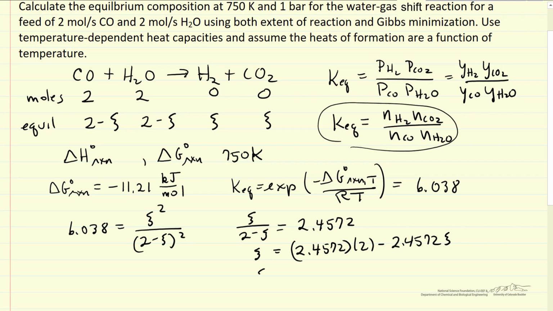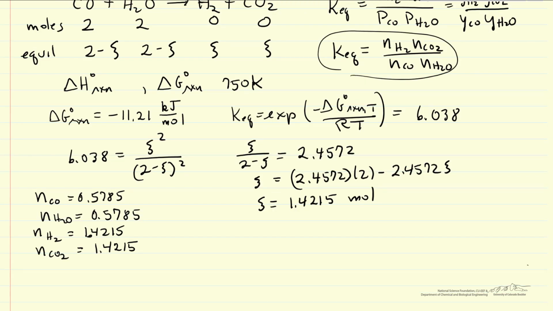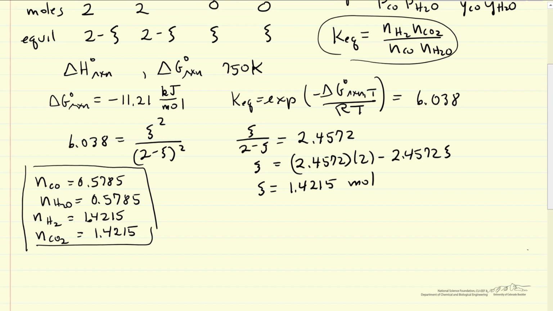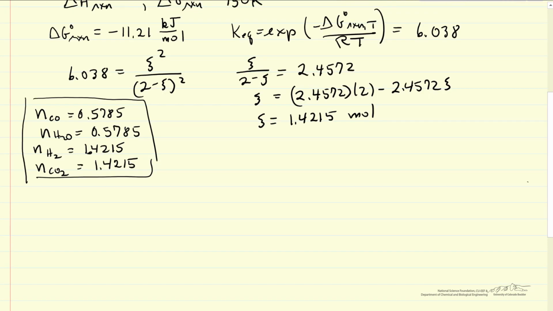And so the extent of reaction, this is in terms of moles. I can substitute this back into our equilibrium moles and calculate the number of moles at equilibrium. So let me just pause and write those numbers down. So here are the results of using the equilibrium constant and extent of reaction. Let's compare this to the approach using Gibbs minimization.